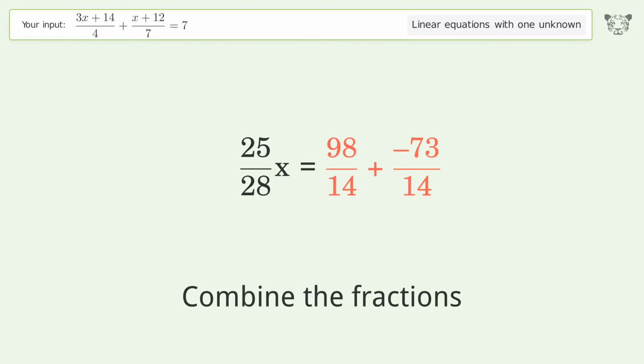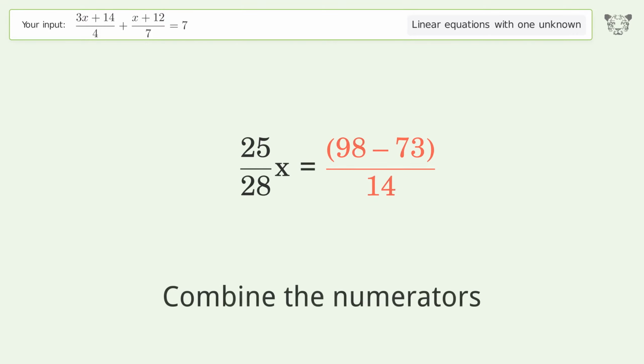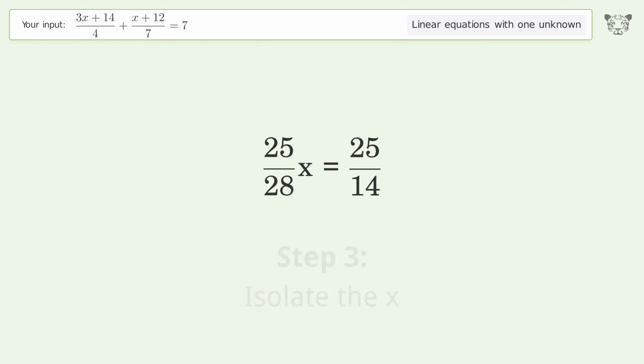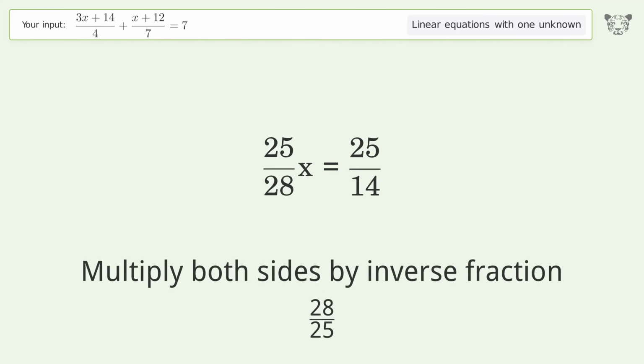Combine the fractions. Combine the numerators. Isolate the x. Multiply both sides by inverse fraction 28/25.